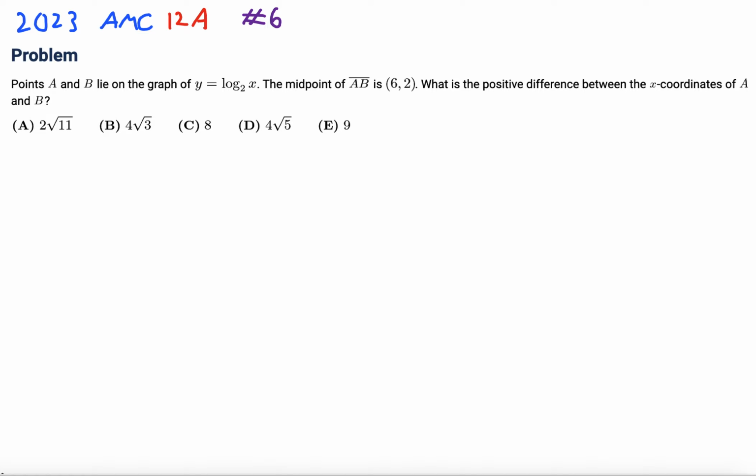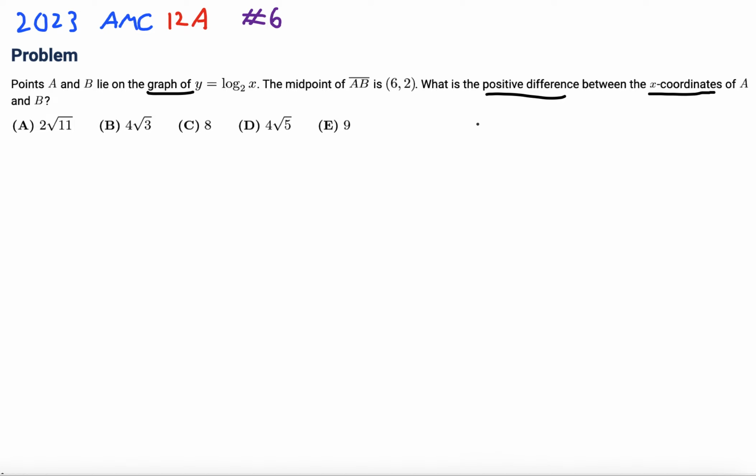So again, the question says, points A and B lie on the graph of y equals log base 2 of x. The midpoint of segment AB is (6, 2). What is the positive difference between the x coordinates of A and B? All right, so it has the graph, all right?